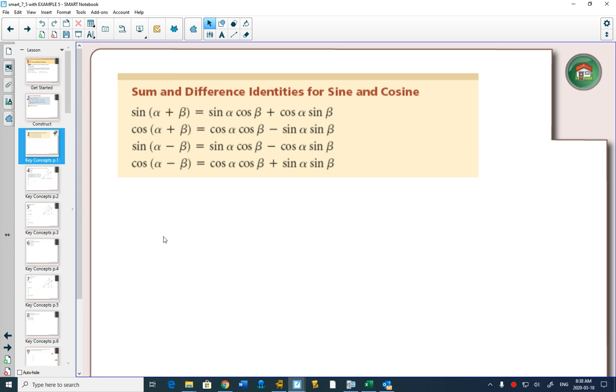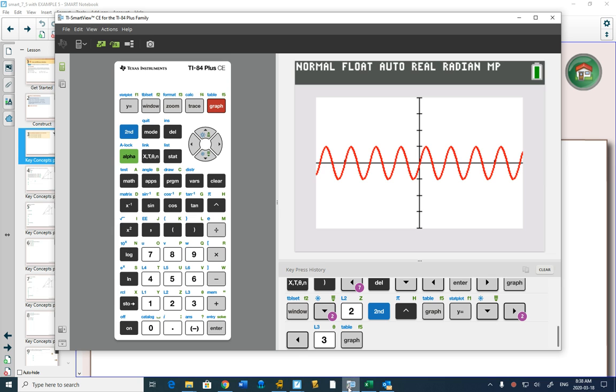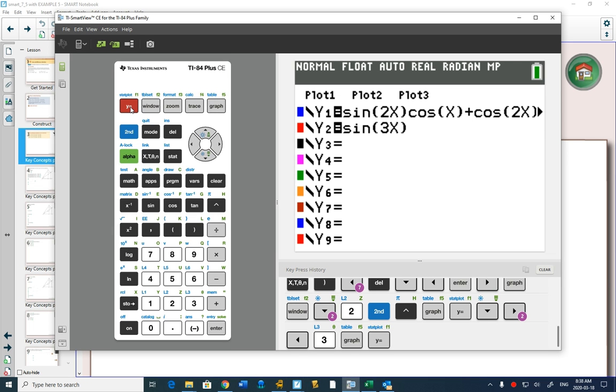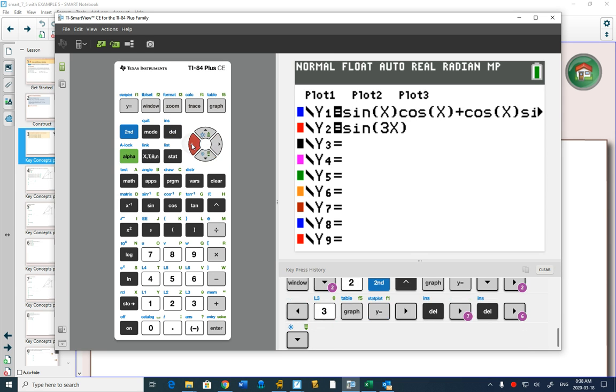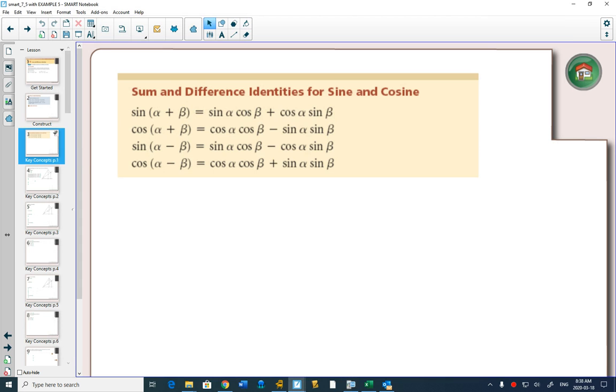Sine alpha plus beta equals sine alpha cos beta plus cos alpha sine beta. So what does it mean? Well, if I take out my graphing calculator, let's just start with them being all the same. So I'm going to write sine x cos x plus cos x sine x. And what I'm doing in my graphing calculator here is I decided alpha is x and beta is x.